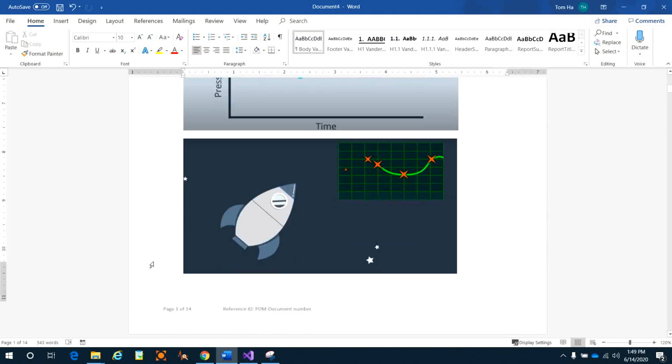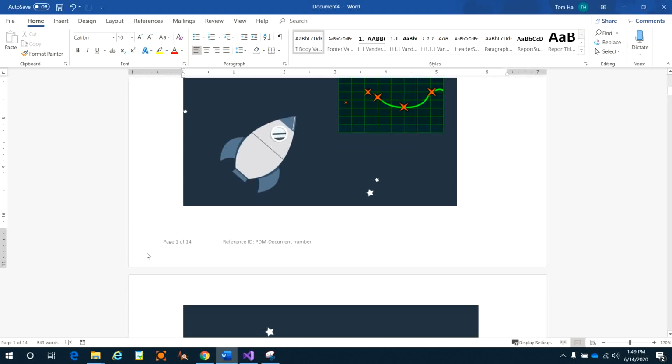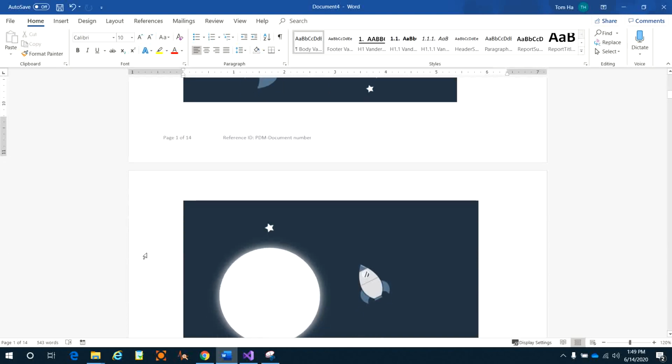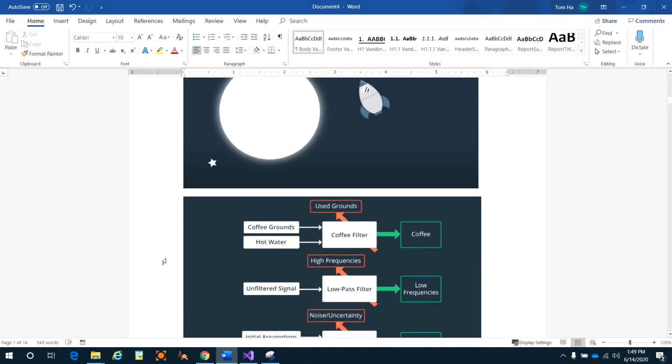In another example, in the 1960s, I think NASA applied the Kalman Filter to get the trajectory estimation for the spacecraft around the moon. They also used this Kalman Filter to have the spacecraft correctly estimate the trajectory around the moon, okay.